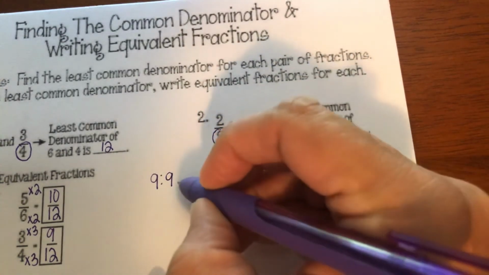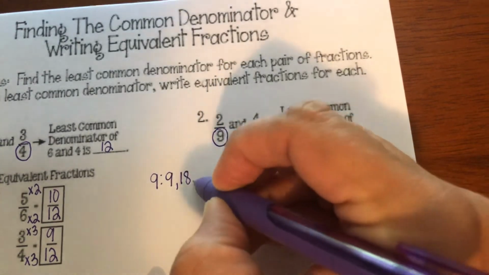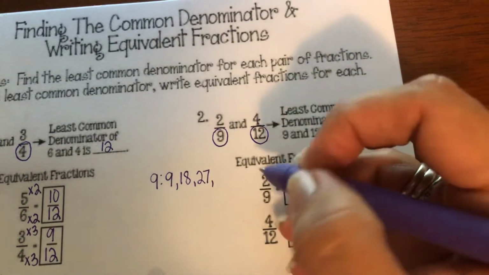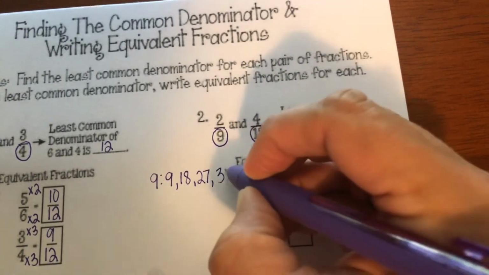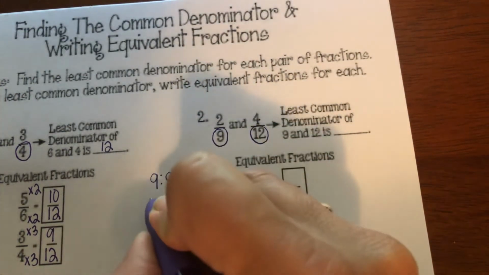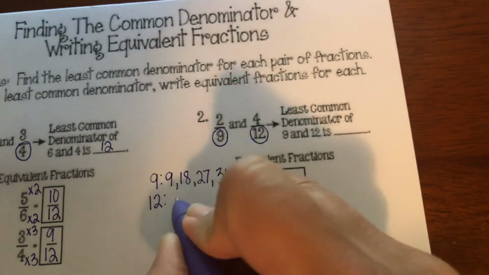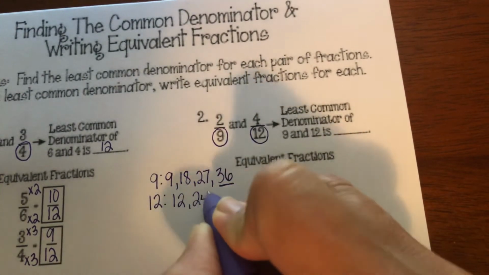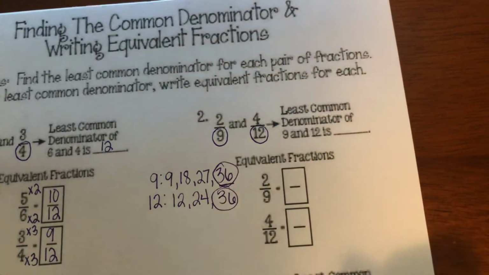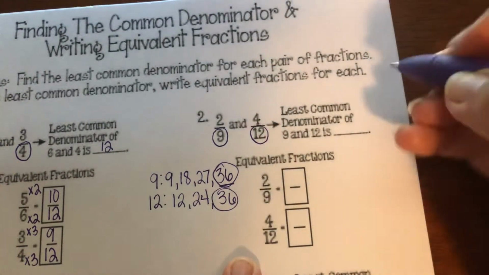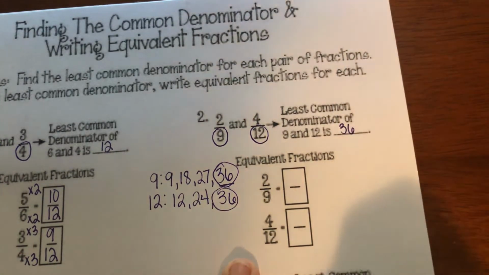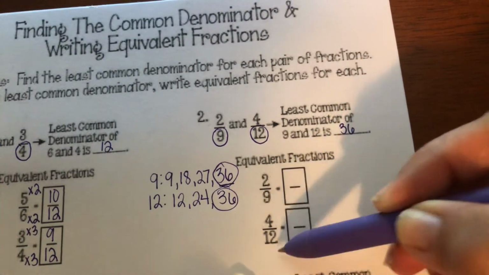So if I'm doing my multiples of 9: 9, 18, 27, what would come next? 9, 18, 27, 36. And I'm kind of thinking 36, I think, is a multiple of 12. So multiples of 12 would be 12, 24, and then 36. So our common denominator should be 36. So I'm going to put up here, least common denominator of 9 and 12 is 36. So right here, we have 2/9 and 4/12.